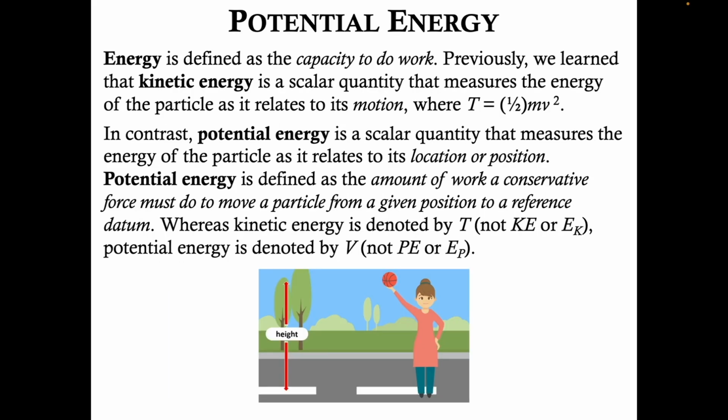Previously, we learned that kinetic energy is a scalar quantity that measures the energy of the particle as it relates to its motion. In contrast, potential energy is a scalar quantity that measures the energy of the particle as it relates to its location or position. Potential energy is defined as the amount of work a conservative force must do to move a particle from a given position to a reference datum.